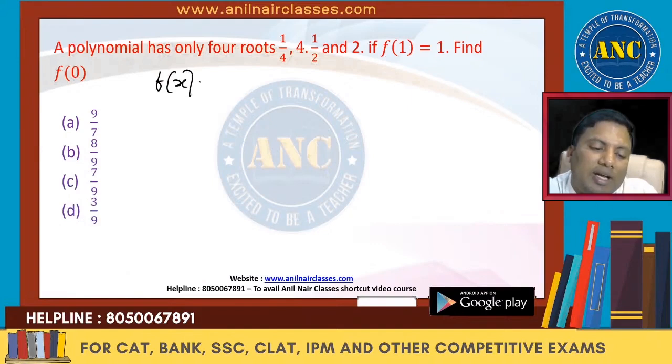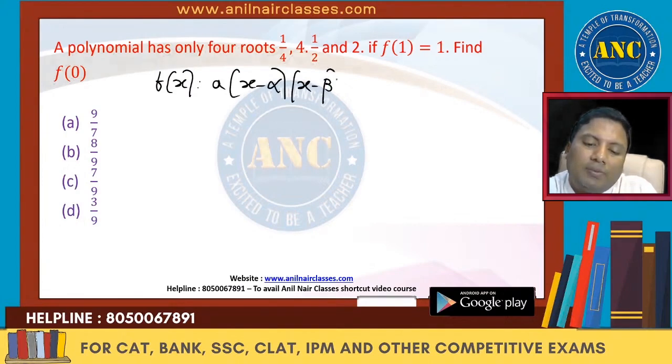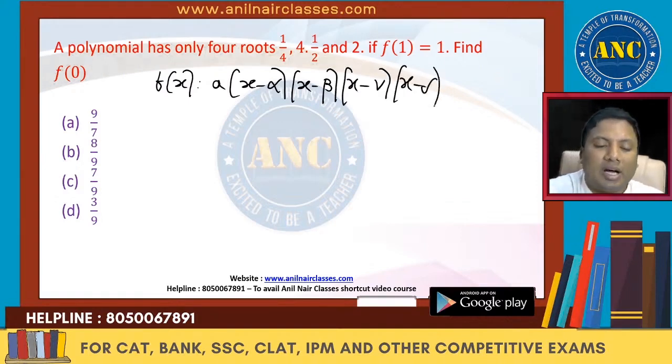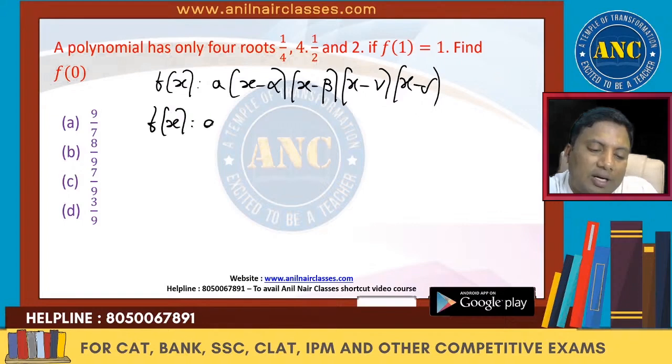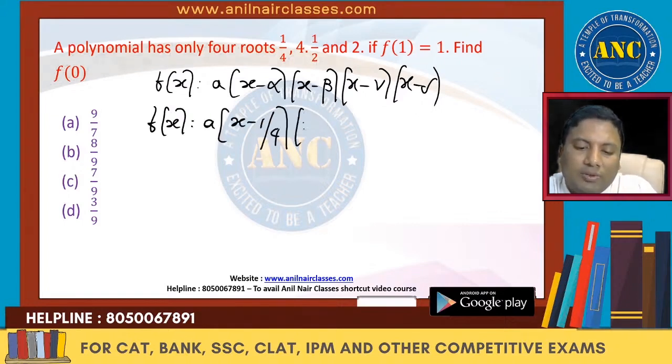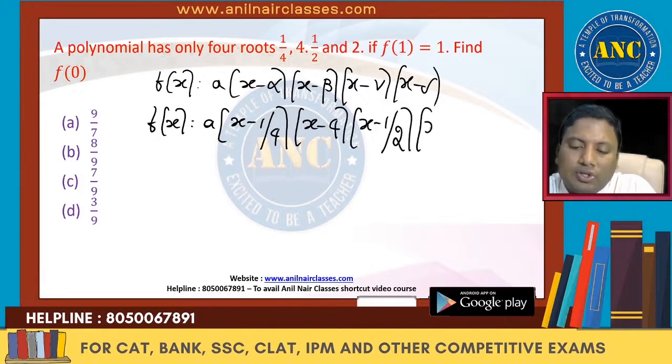So this can be written as f of x is a into x minus alpha, x minus beta, x minus gamma and x minus delta. Alpha, beta, gamma values are given in the question. So f of x is nothing but a into x minus 1 by 4, x minus 4, x minus 1 by 2 and x minus 2. Till here I hope it is clear.